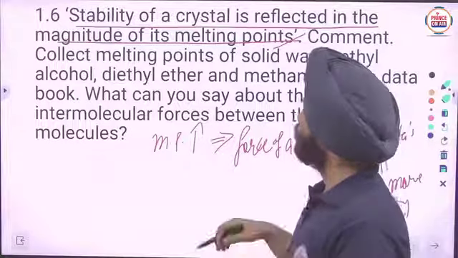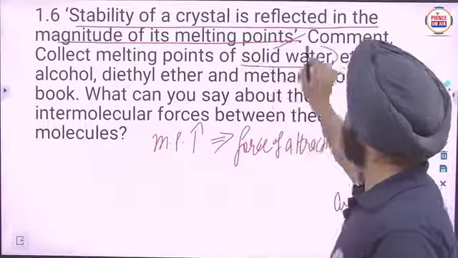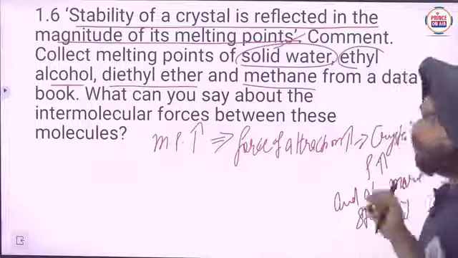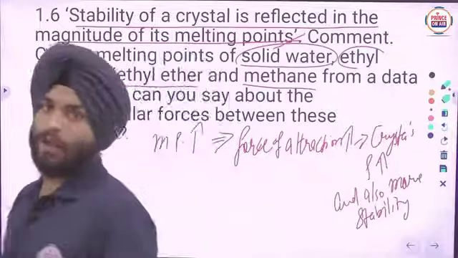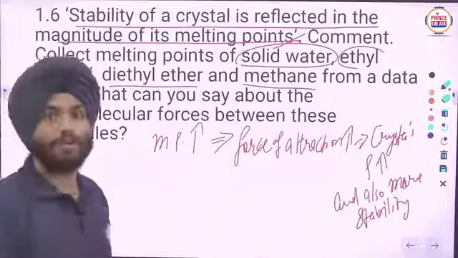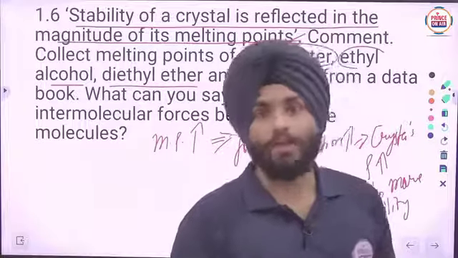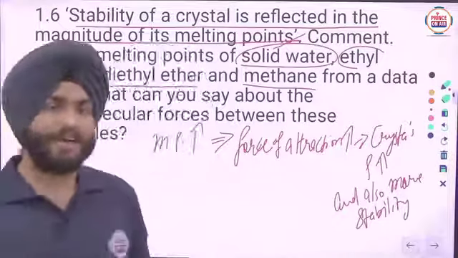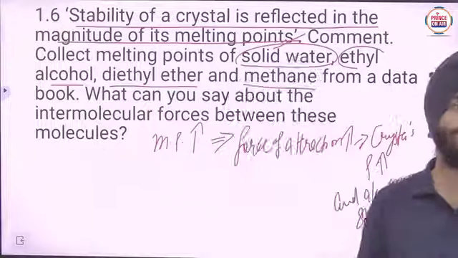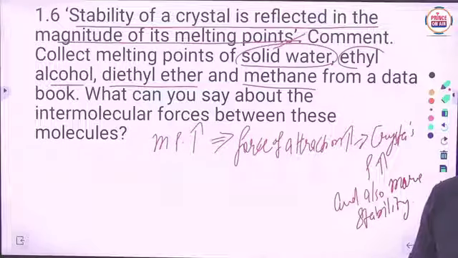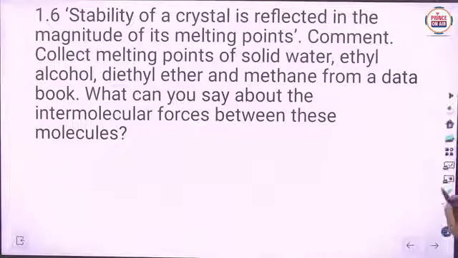We have to collect the melting points of solid water, ethyl alcohol, diethyl ether, and methane, and from that data you have to tell which will have more stability and what you can say about the intermolecular forces in these molecules. Those having high melting point will have high intermolecular force of attraction. That data I will tell you orally, just note it down. For water it is 273 Kelvin, ethyl alcohol is 155.7.